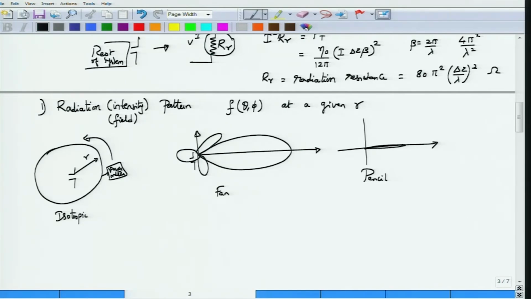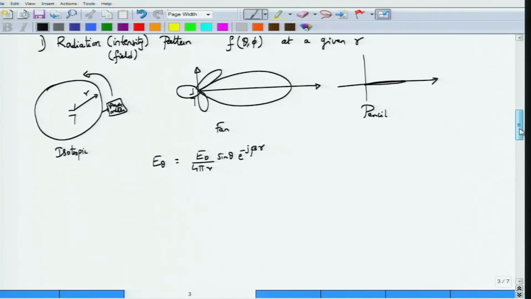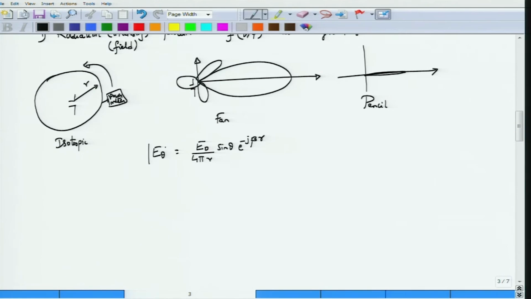For the short dipole antenna, we know that E theta in the radiation region will be equal to some constant E0 divided by 4 pi r, times sin theta, times e to the power minus j beta r, correct. So, this is the electric field, and if you are interested in the magnitude of the electric field, this e power minus j beta r will drop out, and then E0 magnitude, let us assume, to be 1.